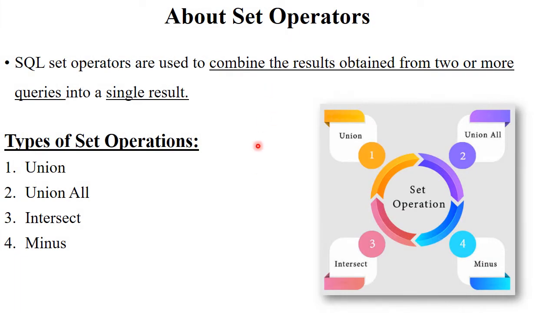Now the first important point is what exactly set operators are. Generally in SQL, set operators are used to combine the results of two or more queries or two or more tables. When you want to perform an operation on two or more tables and generate a single result, or one table result, at that time SQL set operators are used. In SQL, there are a total of four set operations: union, union all, intersect and minus. So let's see these set operations in detail.